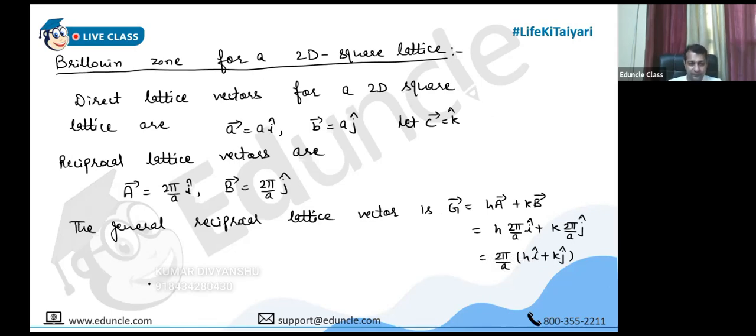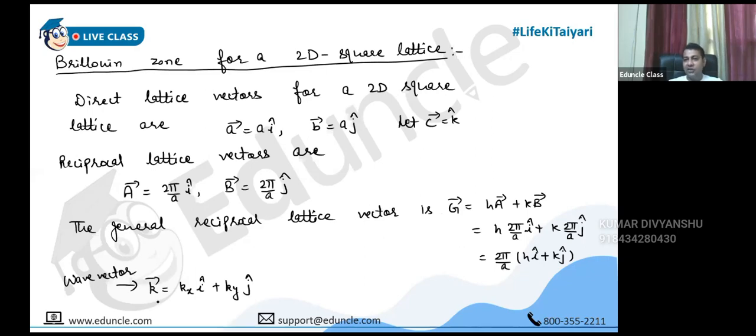Now what is the K vector for 2D? It is Kx i cap plus Ky j cap. So now you can put these values in the Bragg condition for the reciprocal lattice, that is 2k dot g plus g square equal to 0. You will end up getting the condition for the h, k values or the kx, ky values. Noted everyone from this slide?